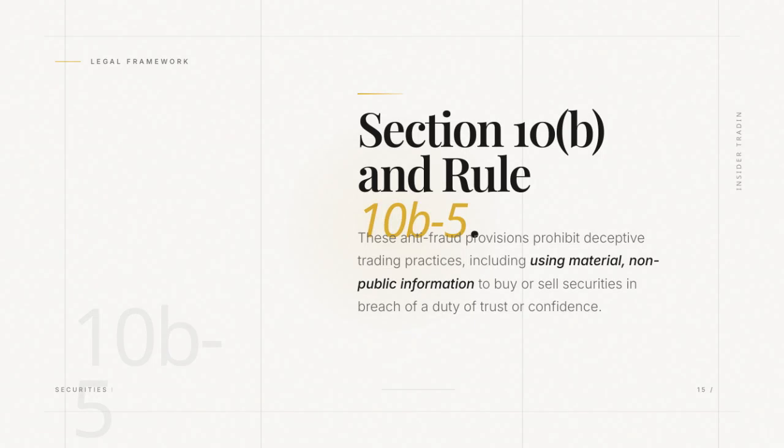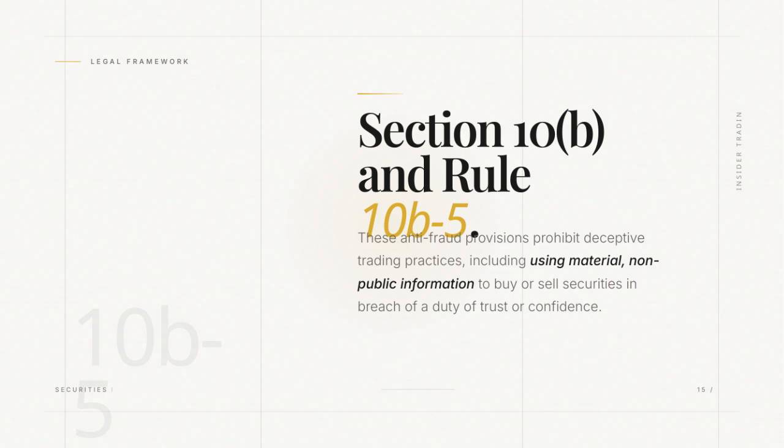At the heart of this framework is Section 10(b) of the Securities Exchange Act and the associated Rule 10b-5. These are key anti-fraud provisions that make it illegal to engage in deceptive trading practices. Specifically, they prohibit the use of material, non-public information when buying or selling securities if doing so breaches a duty of trust or confidence. Essentially, these rules are designed to promote fairness in the markets by ensuring that insiders don't take advantage of information not available to the general public.